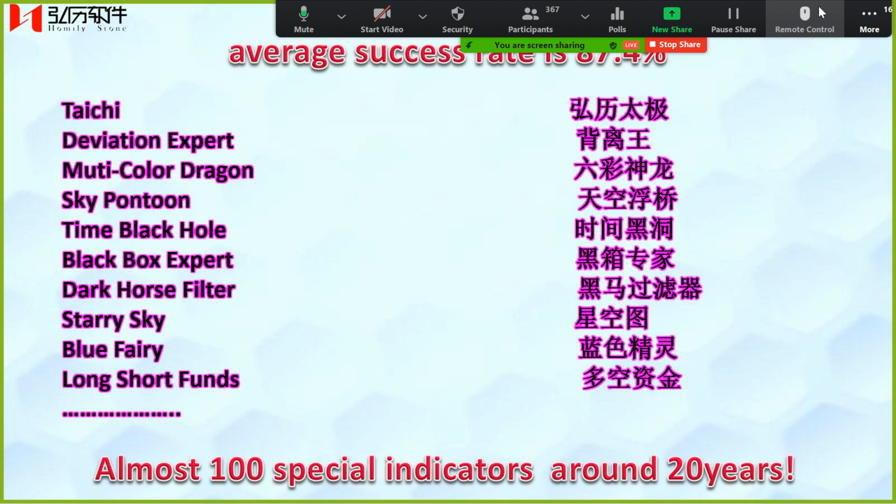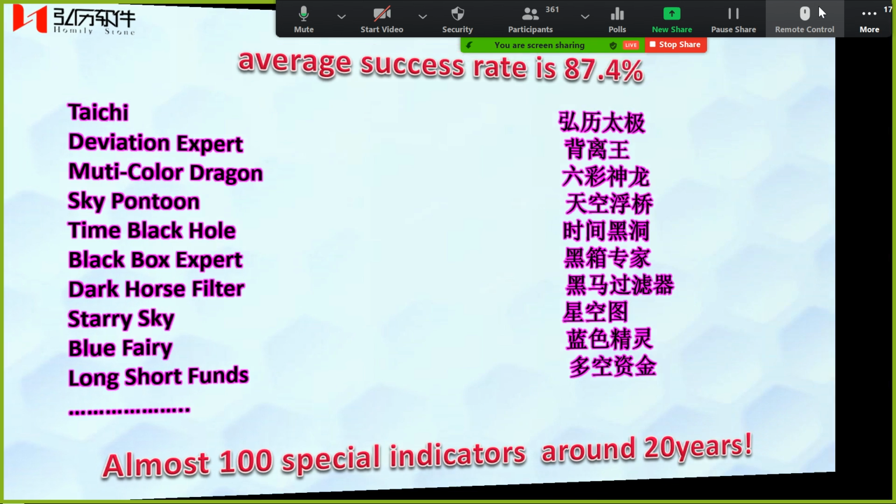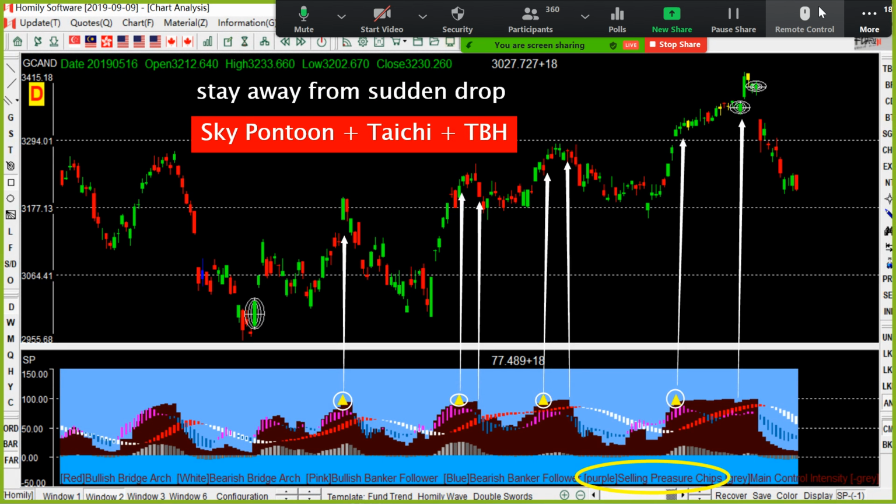Our software is a powerful tool to improve your trading performance, let your trading become more effective. We have Taiji, we have deviation expert, we have multi-color dragon. We have so many special indicators. Almost 23 years, we are already 22 years old now, right? Because our company, this software, is from 1998. We have some special indicators like the top alert or bottom alert.